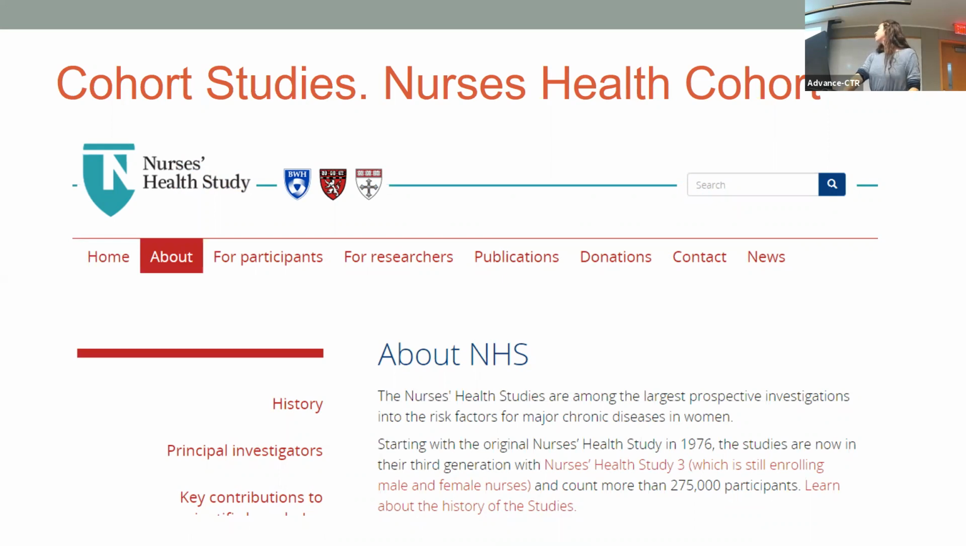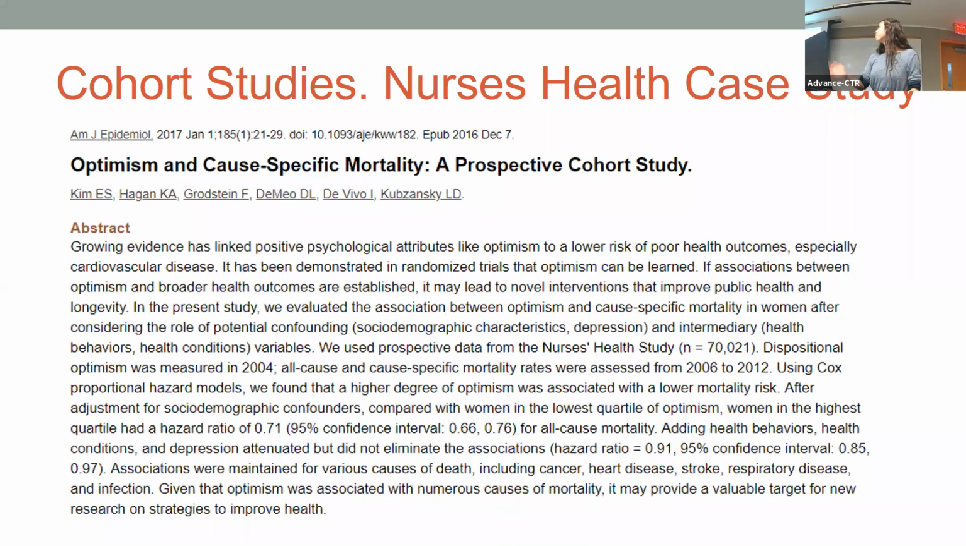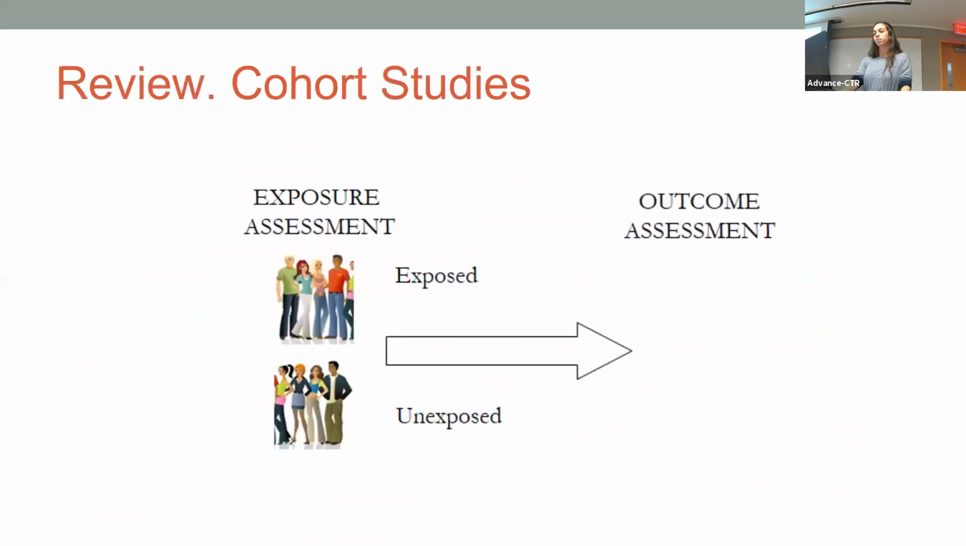Then there was another cohort study that I wanted to discuss, but I don't think I will. This is called the Nurses' Health Cohort, and there was a study related to this cohort that was looking at the association between optimism. The exposure here was those who were optimistic, and the outcome here was mortality. So it was just looking at the association between those things, specifically for the nurses cohort.